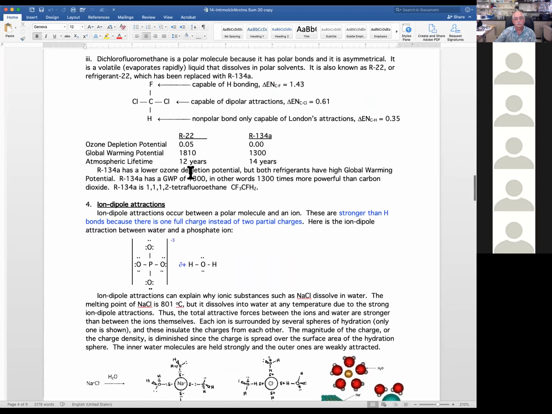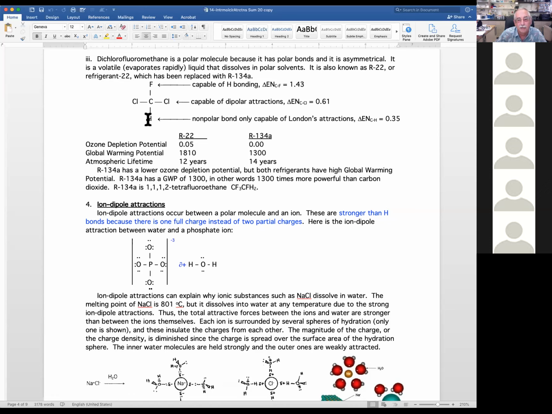And then I thought I would give you an idea of how important attractive forces are. This is dichlorofluoromethane. So dichloro, fluoro, and if all these were hydrogen, it would be called methane. So this is known as R22, or refrigerant 22. And let's just look at the attractive forces that are possible with this refrigerant. This could do hydrogen bonding. This could do dipole attractions. This could only do London's attractions, right? Because it's nonpolar. But what if you had 2 of these molecules over here?